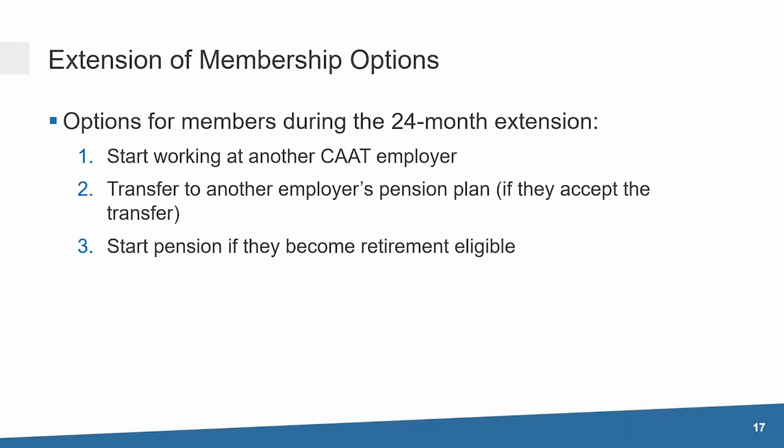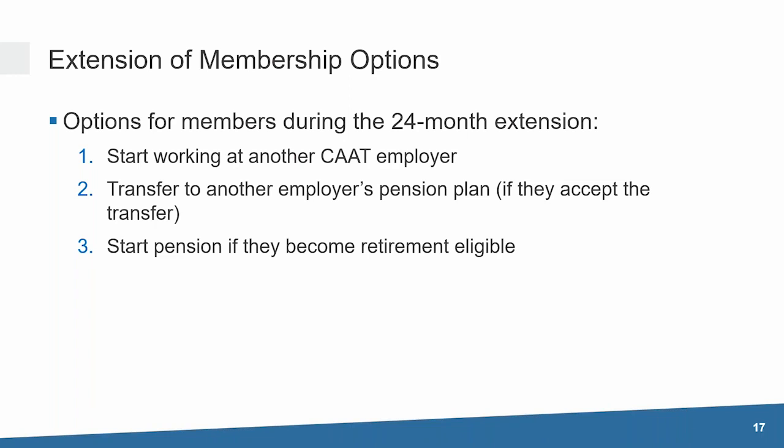A member can also transfer the value of their CAAT pension benefit to a new employer's pension plan, provided the new employer is a non-participating employer with a registered Canadian pension plan that agrees to accept the funds. This is commonly referred to as a transfer under the Pensions Benefits Act, or PBA transfer. The CAAT plan requires a written request from the member in order to initiate this type of transfer.